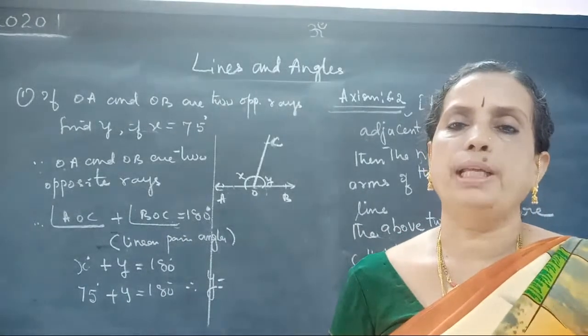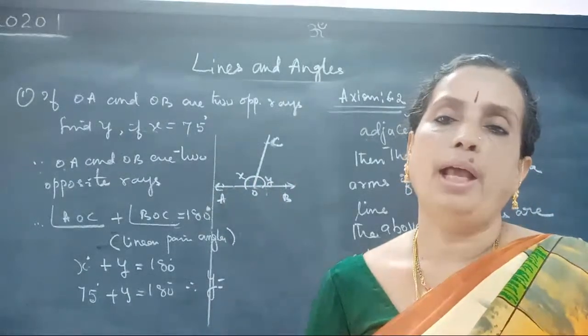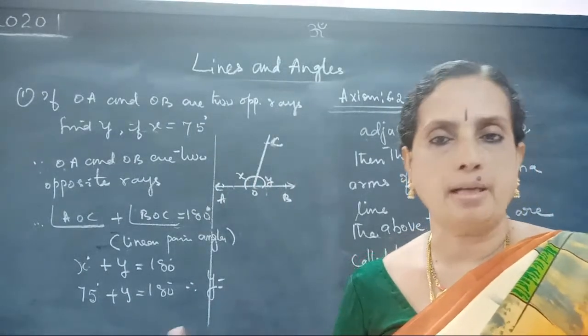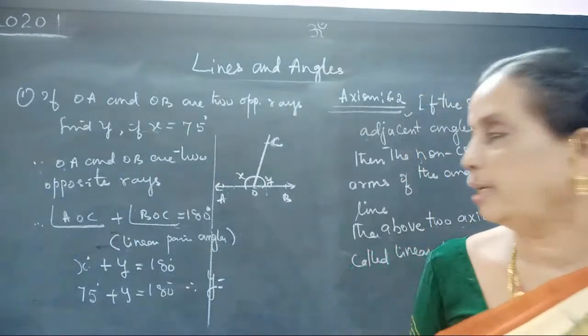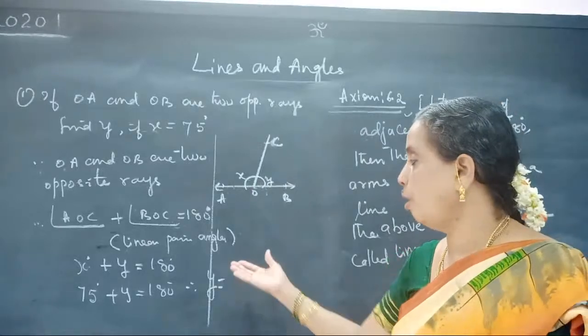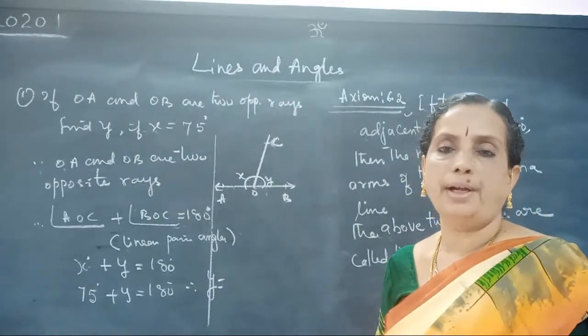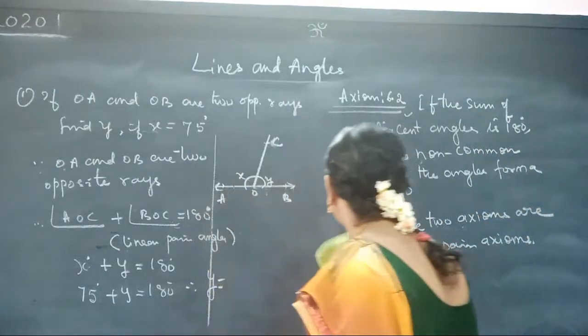Making use of linear pair concept, here we calculated the unknown angle. It is represented by some other letter. Instead of mentioning the angles, they are represented by letter x and y. So the measure of y equals 105 degree. Very good. Next.